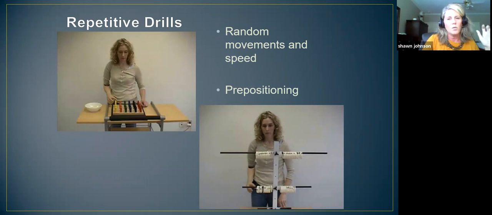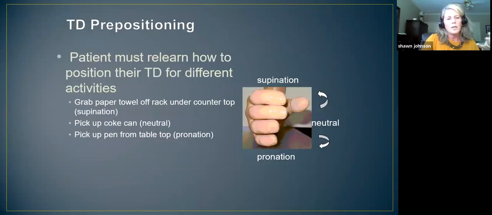Again, we want to make sure that they are not random movements. We want to make sure they control their speed, and we want to make sure that they're thinking about the pre-positioning of where their hand or their terminal device needs to be. So think about if you go pick up a paper towel underneath a rack under a countertop, your hand needs to be supinated. If you pick up a Coke can from your desktop, your hand is in neutral. If you pick up a pen from a table, it's pronated.